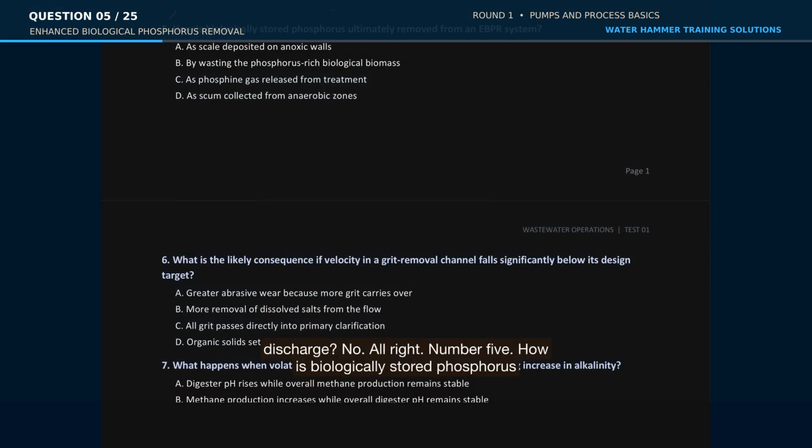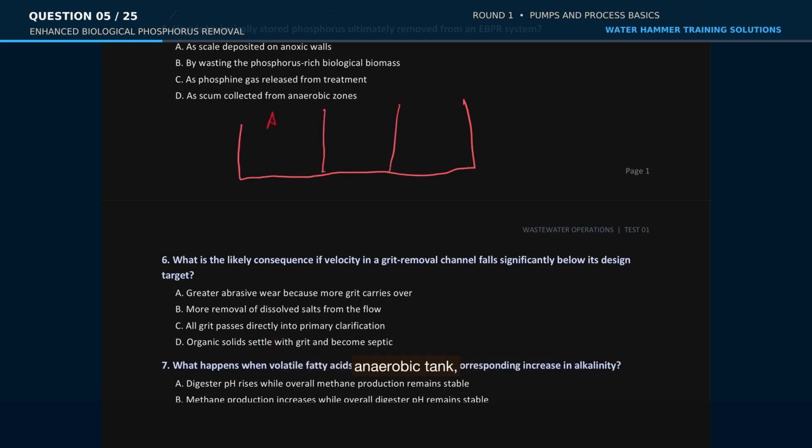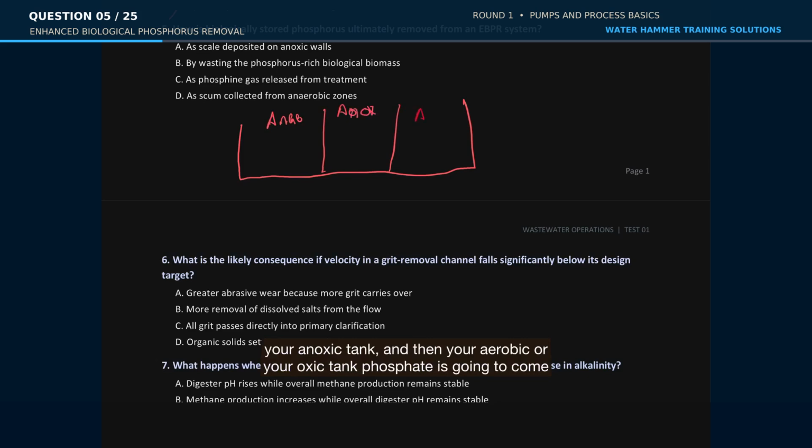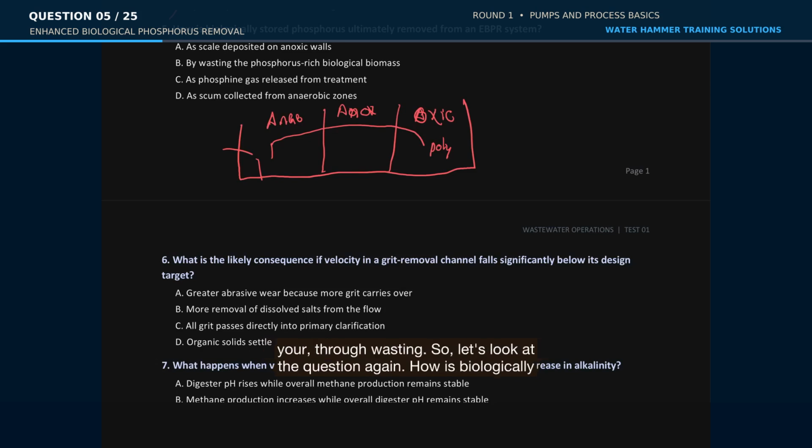All right, number 5. How is biologically stored phosphorus ultimately removed from an EBPR system? In an A2O system, you're going to have your anaerobic tank, your anoxic tank, and then your aerobic or oxic tank. Phosphate is going to come in, the PAOs are going to drop it off, pick up a VFA, and create PHAs, PHBs, and then eventually pick up the polyphosphate. That's going to make your PAOs heavy. They're going to sink down, and then be removed from your system through wasting.